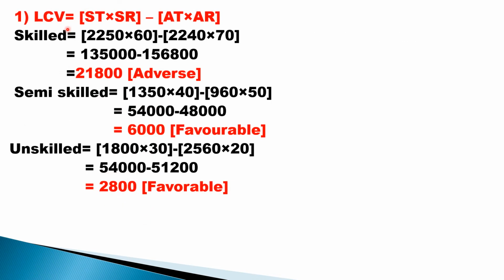So apply the formula, students. LCV, labor cost variance, standard time into standard rate minus actual time into actual rate. The standard time of skilled 2250, which we found in the previous slide, into 60 minus 2240, the actual time of skilled, into 70. So you get 21,800 adverse. Similarly, students, semi-skilled, if you apply the formula, you get 6,000 favorable. Next, unskilled, you get 2,800 favorable.